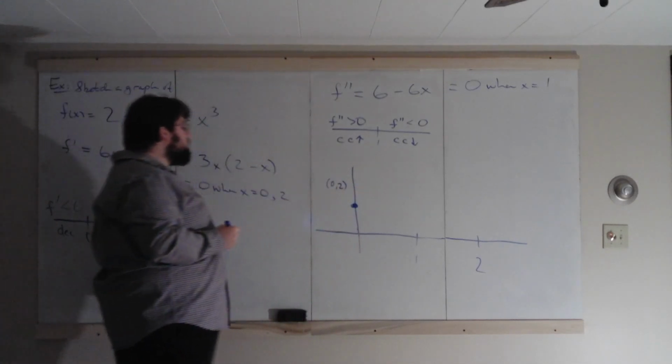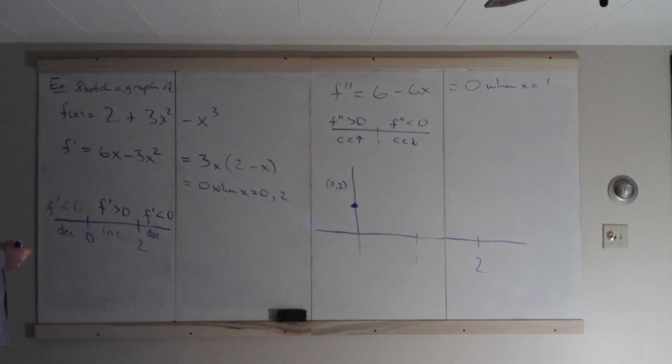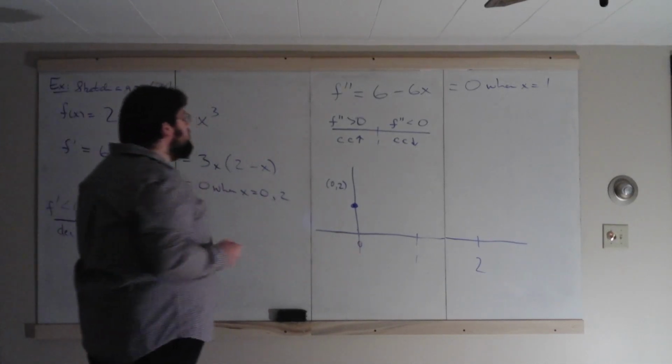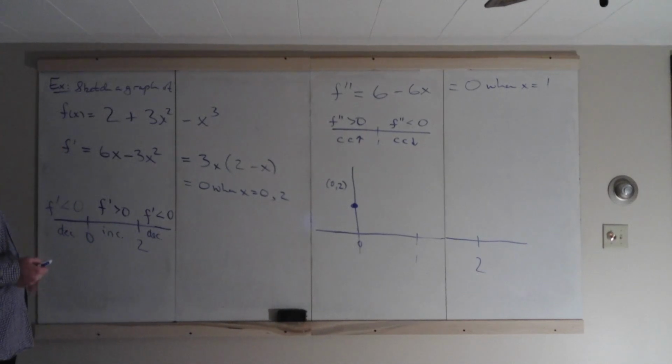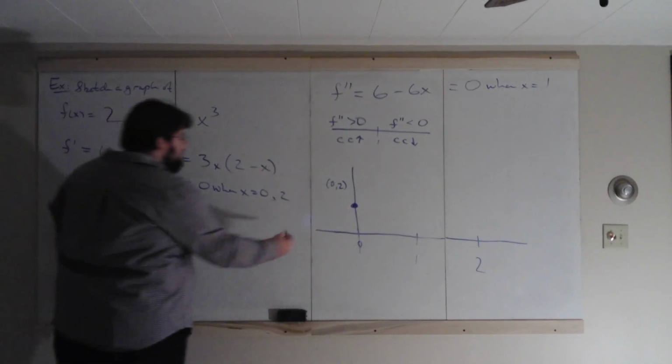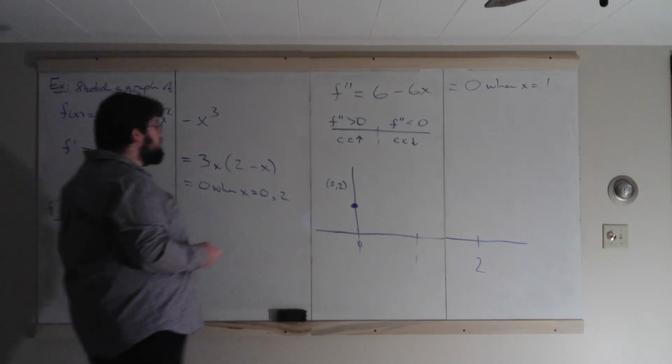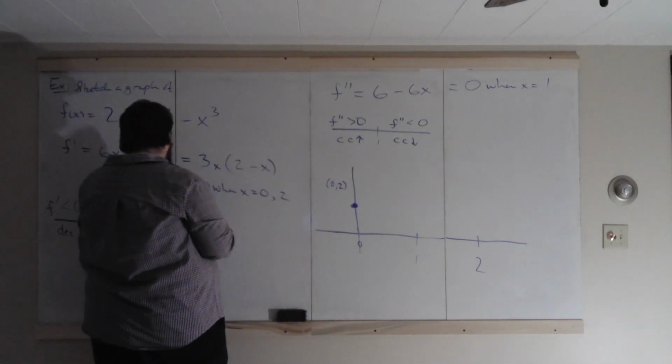So (0, 2) is the y-intercept. And now let's, maybe I'll mark 0 like this. Now let's piece the pieces together. The first relevant interval, negative infinity to 0, is decreasing and concave up.